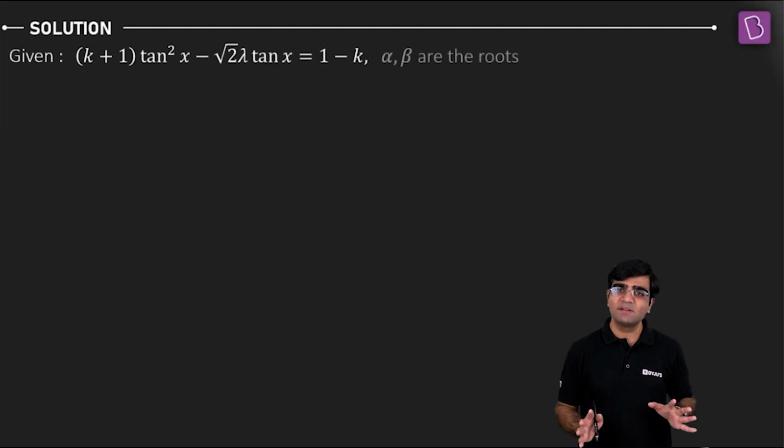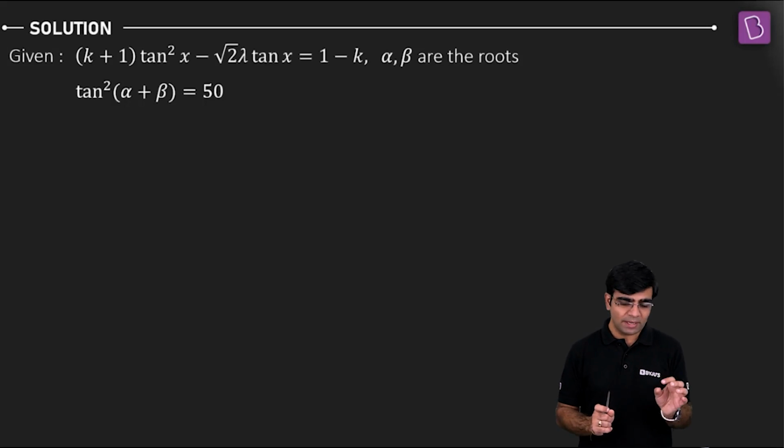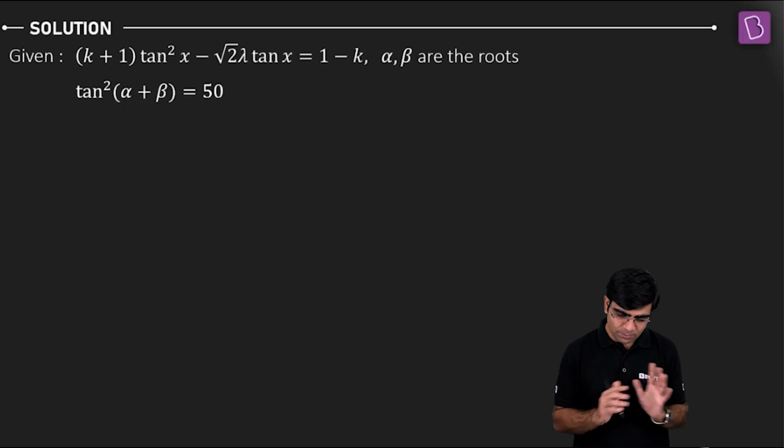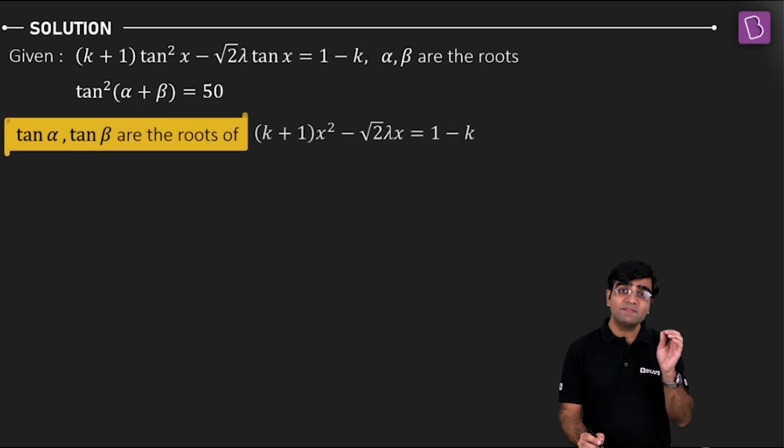So this is my given information, the given quadratic, right? And alpha and beta are the roots of this equation. And the expression tan square (alpha plus beta) is given to me as 50. Perfect. So I can say that if alpha and beta are the roots of that equation, then tan alpha and tan beta are roots of nothing but this equation, right?